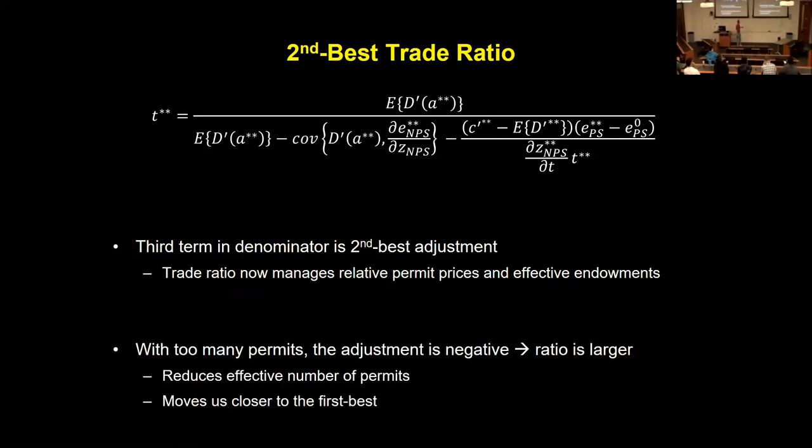With too many permits out there, that adjustment is going to be negative. The ratio is going to be larger than otherwise. And what that's going to do is try to reduce the effective number of permits, which will help bring this adjustment is negative. So the negative is going to make the ratio larger. You're going to reduce the effective number of permits. And what we're really trying to do is move us closer to the first best. That adjustment is going to try to move us closer to the first best. Even though we can't quite get there, we're going to try to get as close as we can.